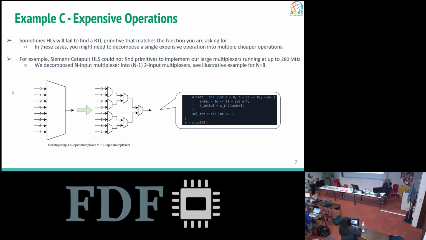Okay, the third example is about expensive operations, because we were not able to find the primitives to implement our large multiplexers to be able to run up to 280 megahertz. So we had to decompose a single expensive operation into multiple cheaper operations. I have here this example. This large multiplexer with n inputs was decomposed into n-1 two-input multiplexers to be able to run at our clock frequency.